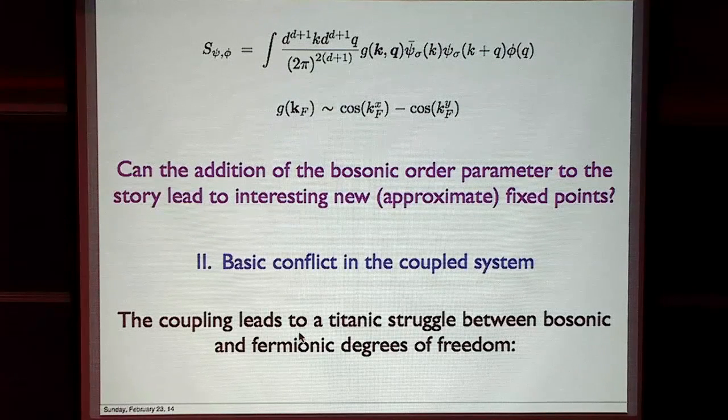So our question is, can the addition of the bosonic order parameter to the story lead to interesting new approximate fixed points that could govern physics above a dome? Okay? And the word approximate is important for me. And something else that will be important for me is to have small parameters that control any statement that I make. Okay, so now there's a basic conflict in this coupled system. The way Bob Laughlin likes to say this is it leads to a titanic struggle between bosonic and fermionic degrees of freedom.